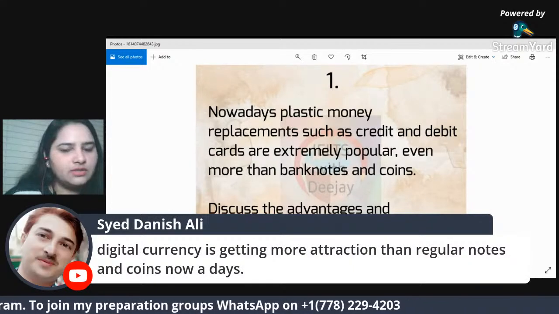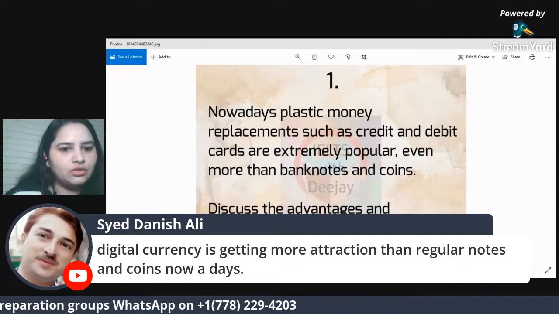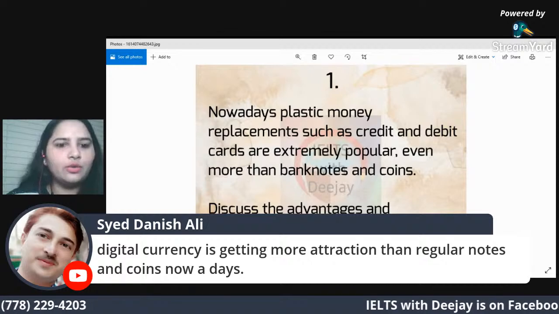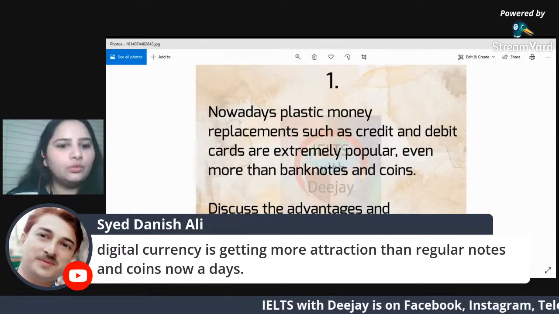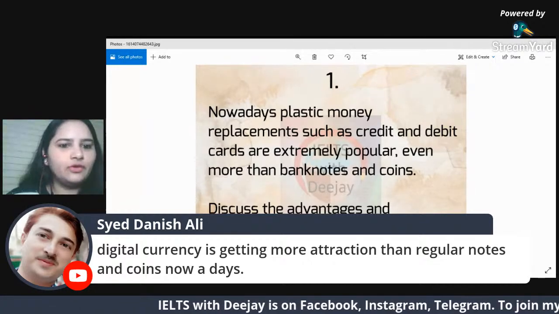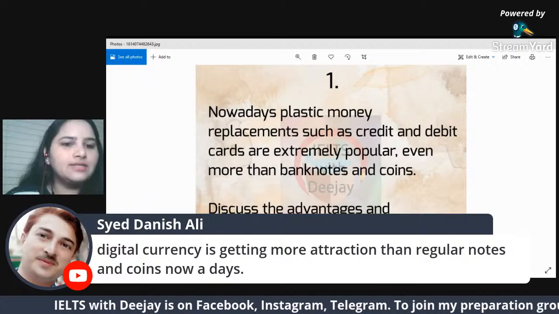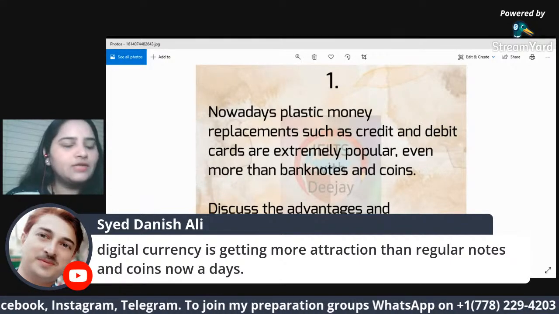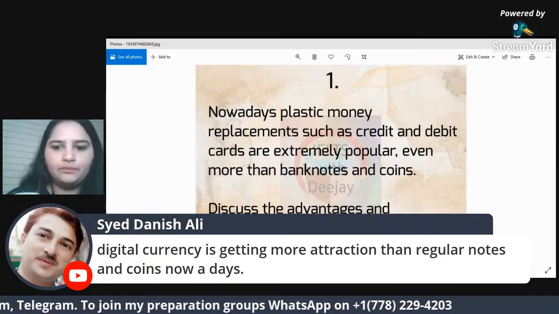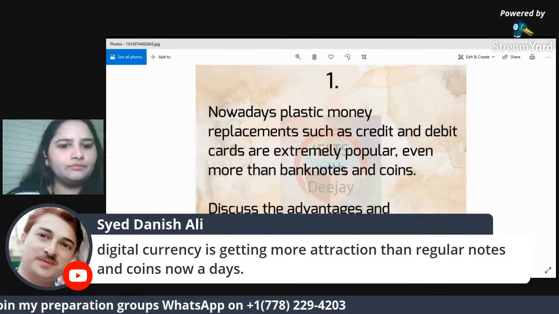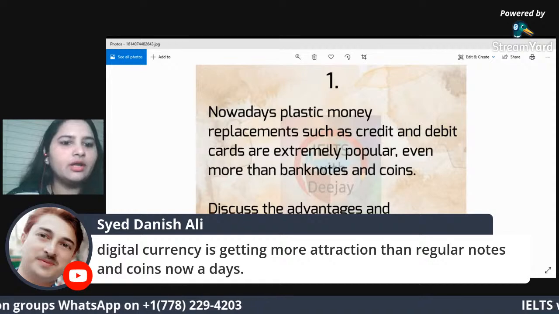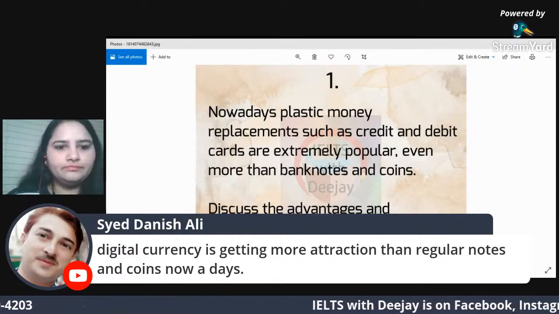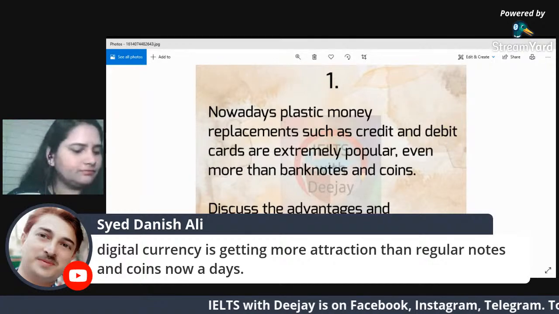Okay, digital currency is getting more attraction than regular notes and coins nowadays. Yeah, this is a good one. And nowadays is one word. You have to write it together. Like you can see in the question itself, the very first word is nowadays, and that we have written as one word only. Otherwise, it's good. Yeah, it's getting more attraction or getting more popular than the regular notes and coins nowadays. Very good.